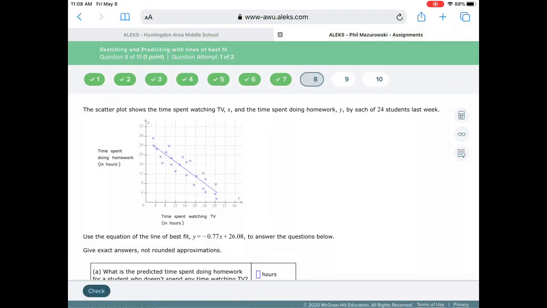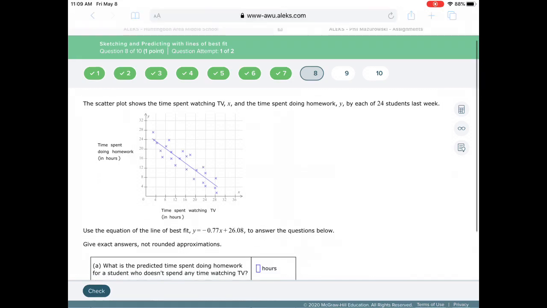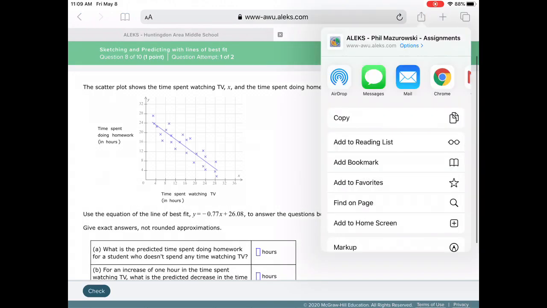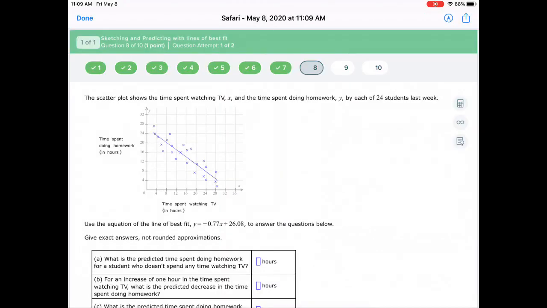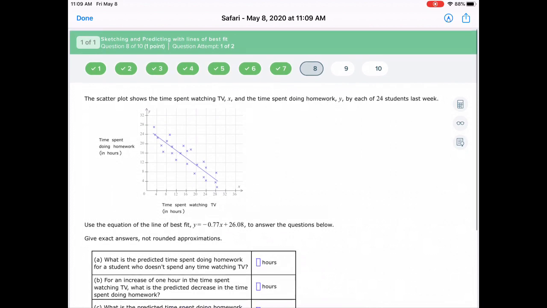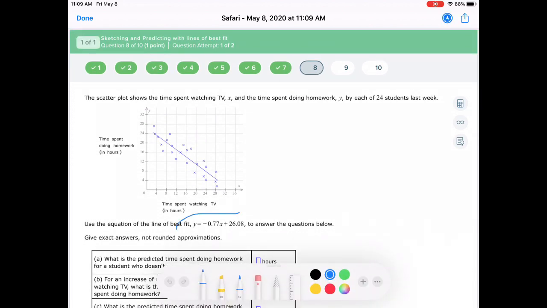Now this is where the real math really starts to come into play. So here's an example of a scatter plot where they give you the line of best fit, and more importantly, they give you the equation for the line of best fit. All right, so right here is the equation.